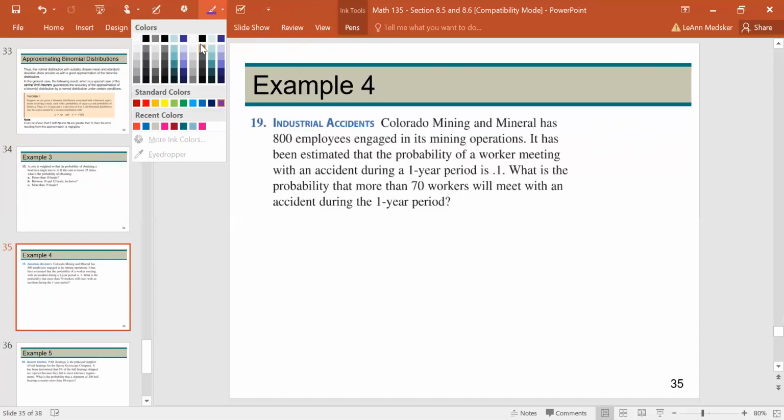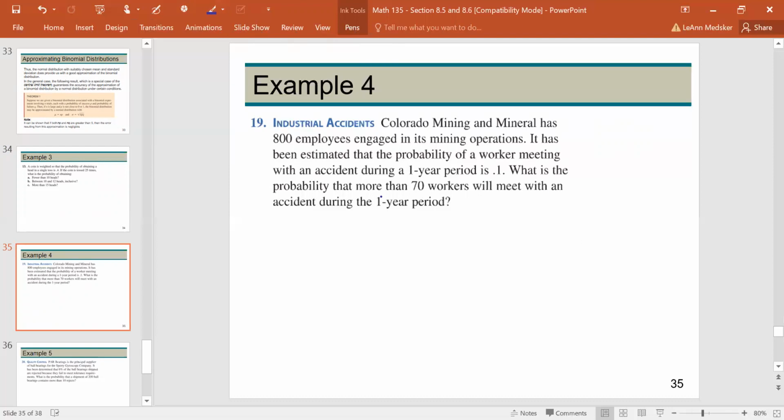Okay, so first things first, since this is a probability of success, even though that sounds horrible, getting in an accident doesn't sound successful, but we know the probability of getting in an accident is 0.1, so the probability of not getting in an accident would be 0.9. We also have a fixed number of employees. You don't use the more than 70 for your trials because when you see the words more than or less than, that's the part we're measuring. So the trials has to be the 800 people that they were talking about.